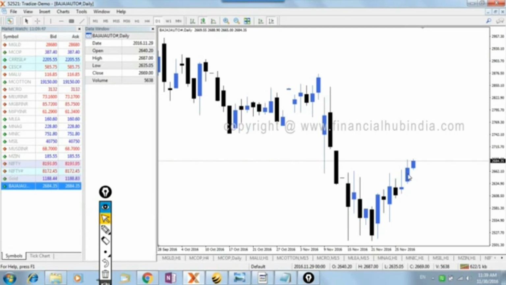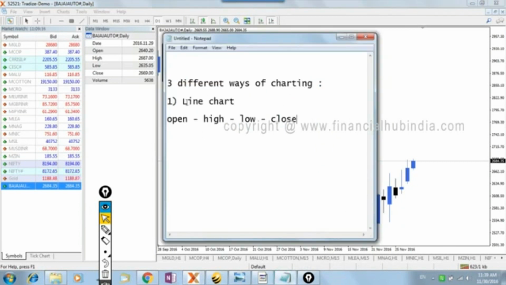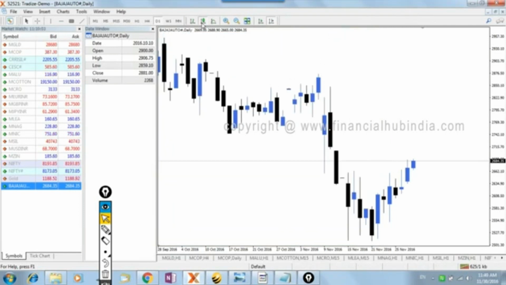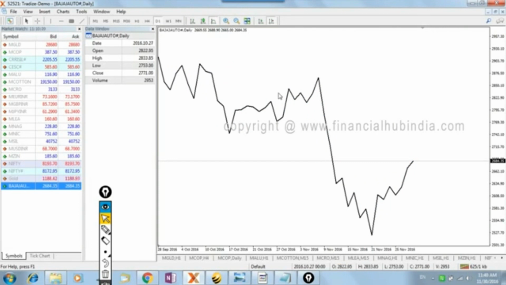To plot this entire chart, we need these four data, right? Now when we are talking about a line chart, the line chart is the first form of chart. To draw a line chart, generally we use the closing price only, that's it. So here is the line chart. In a line chart, we just take the closing prices of the stock. See, these are the prices.